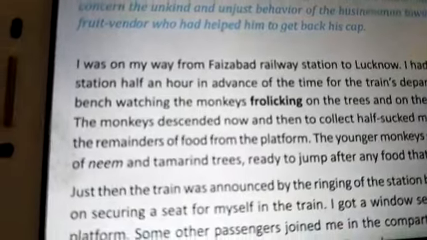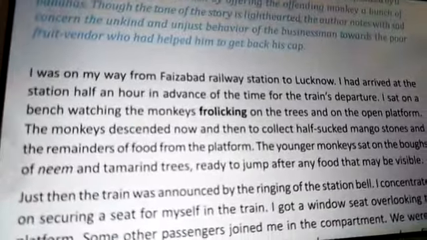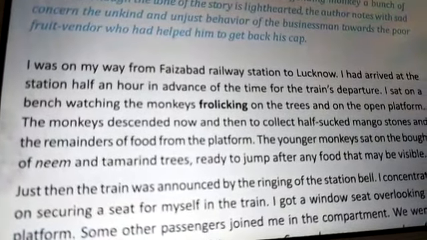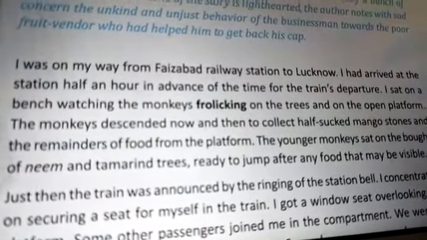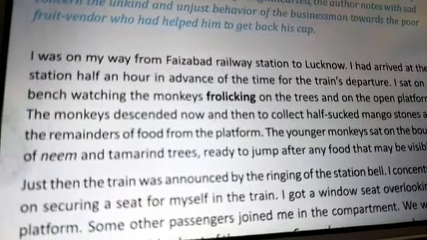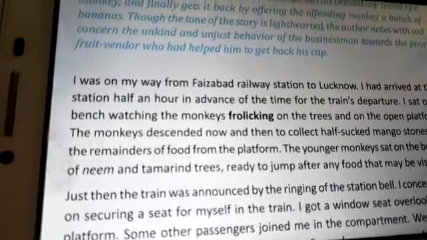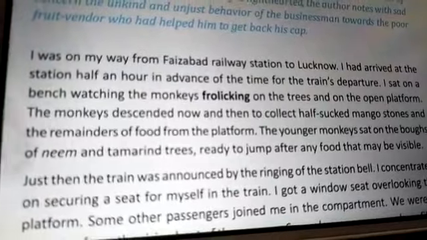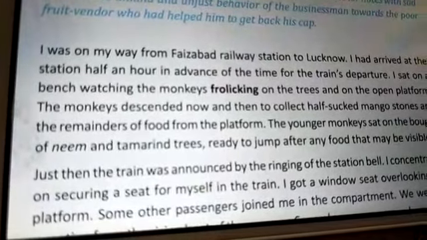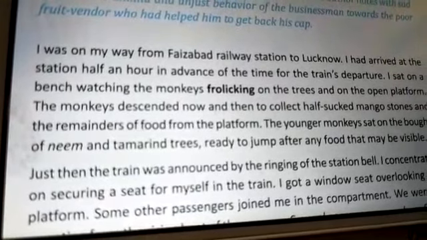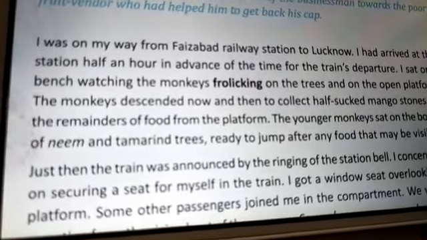Let us start reading the text. I was on my way from Faizabad railway station to Lucknow. I had arrived at the station half an hour in advance of the time for the train's departure. So the author was traveling from Faizabad to Lucknow. You all know Lucknow is the capital of now Uttar Pradesh. The author reached the station half an hour before the train's departure.